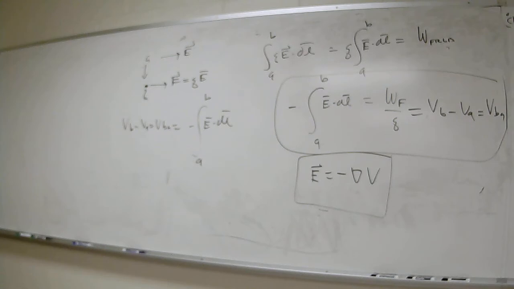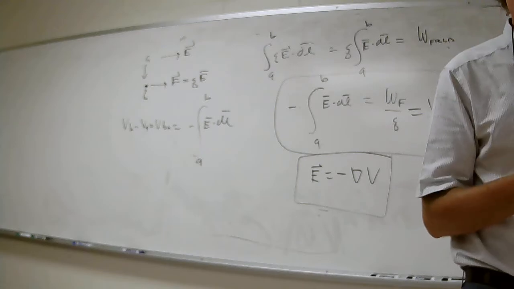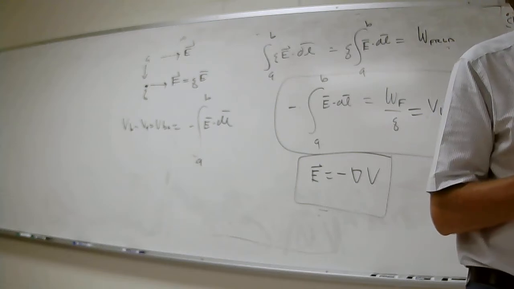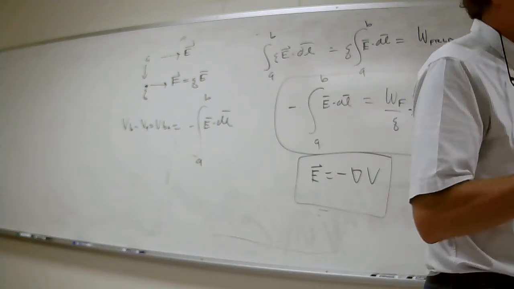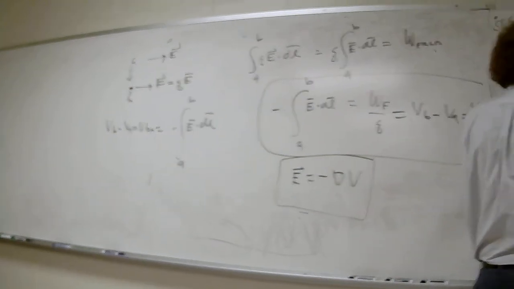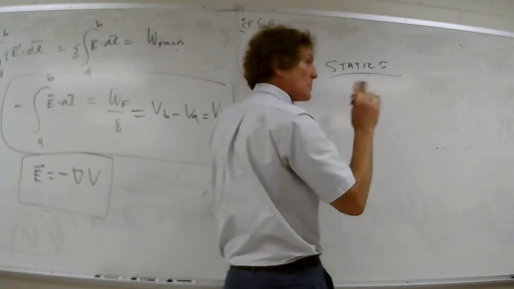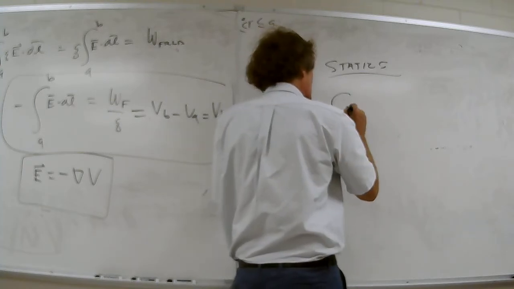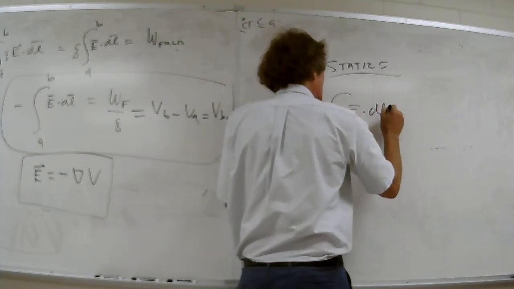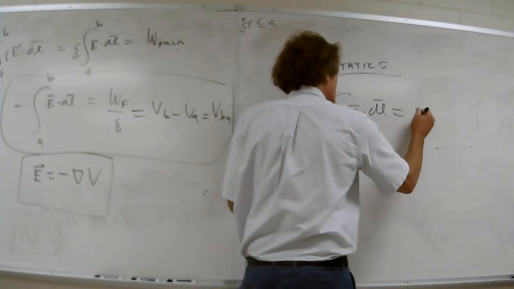it's a conservative field. The electric field from a charge is a conservative field. The electric field from an accelerating charge is not. But for statics, this is for statics. Static just means nothing moving. If you take the integral of E dot dl around any closed loop, you get 0.